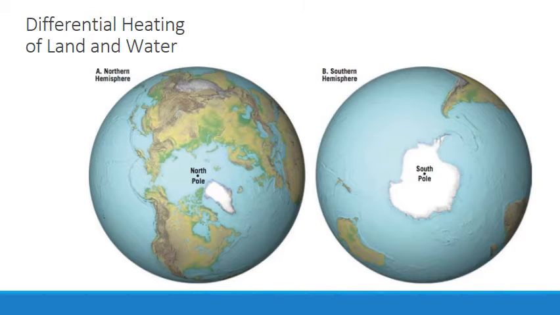Between 45 degrees north and 79 degrees north, there's actually more land than water, whereas between 40 degrees south and about 65 degrees south, there's almost no land. Remember the table from the first slide? This is why those annual temperature ranges are so different between the southern and the northern hemispheres.